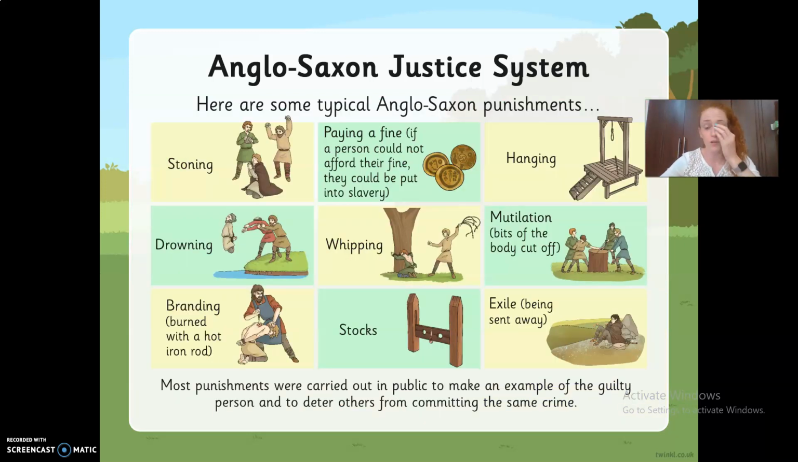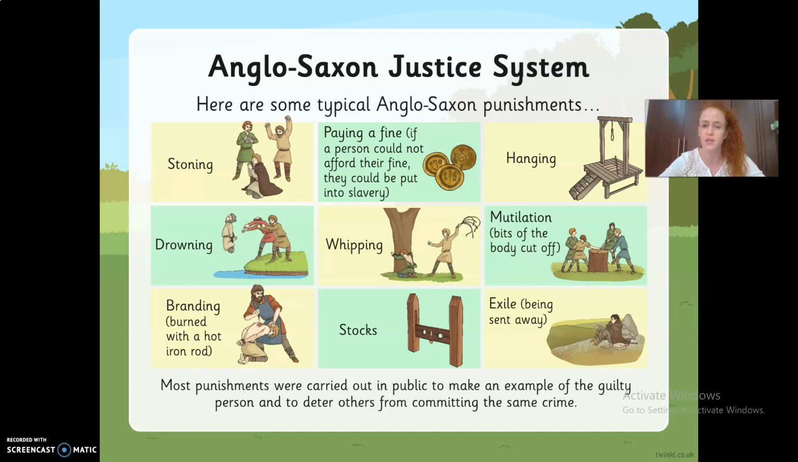All right, so what kind of punishments did they have? So they would punish people by stoning, throwing stones at them, drowning, so throwing them in the sea and letting them die, or the river. Branding, which is burning a hot iron rod onto someone's skin. Burning someone's skin with a hot rod.